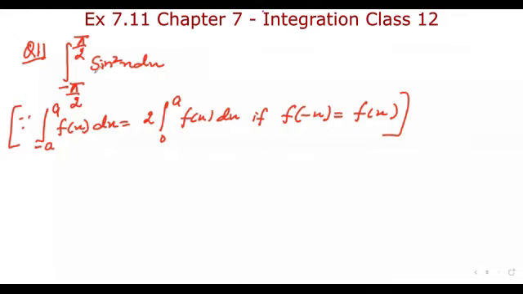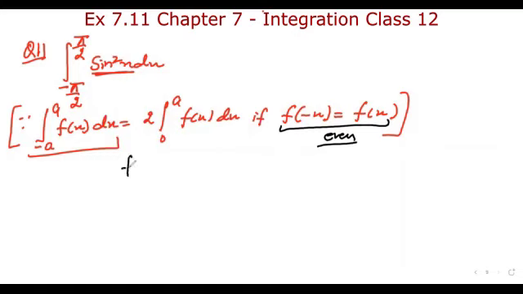Here I have sin square x and the limit is minus pi by 2 to pi by 2. If I see the limit minus pi by 2 to pi by 2, immediately this property should come to my mind: when I have the limit minus a to a, I have to check whether the function is odd or even. Here, if the function is even, then this value is 2 into integral 0 to a of f(x) dx, right? And if this function is odd, how to check the odd and even function?